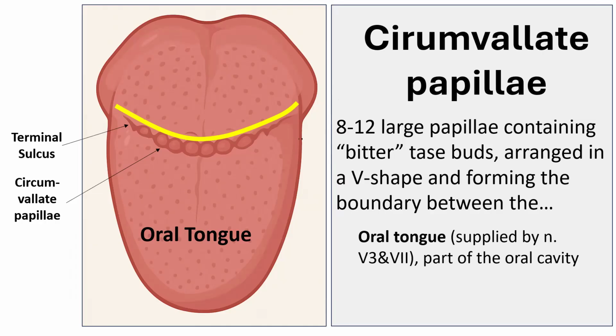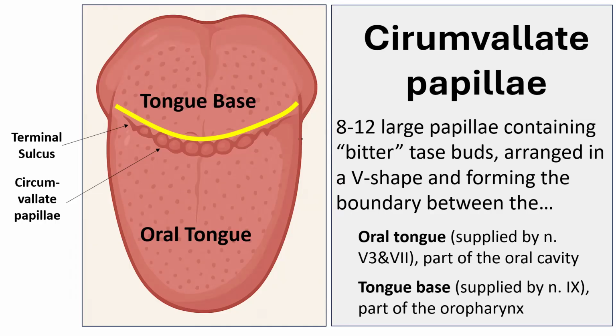And this recess, the terminal sulcus behind the circumvallate papillae, forms or marks the border between the oral tongue, located anteriorly of it, and the tongue base, located posteriorly of it. So the tongue has two components: the oral tongue, located in the oral cavity, and the tongue base, the posterior third, located in the oropharynx.